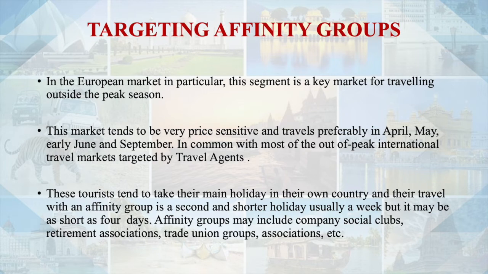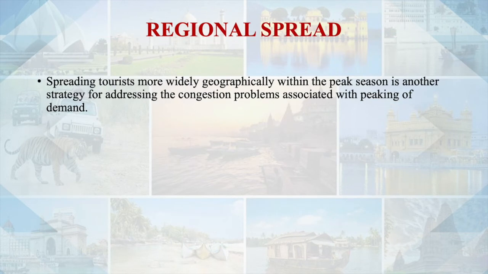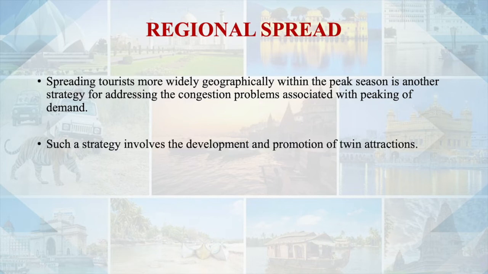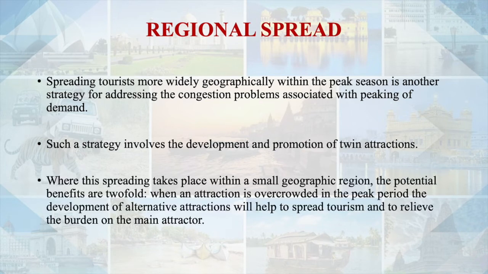Now let us understand the role of regional spread. Spreading tourists geographically within the peak season is another strategy for addressing the congestion problems associated with peaking of demand. Such a strategy involves the development and promotion of a number of attractions. While this spreading takes place within a small geographical region, the potential benefits are many. First of all, when the attraction is overcrowded in the peak period, the development of an alternative attraction will help us to spread tourism and relieve the burden on the main attraction.